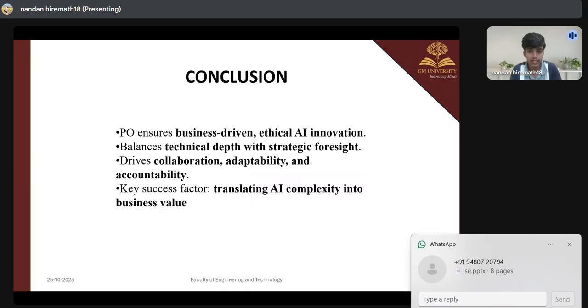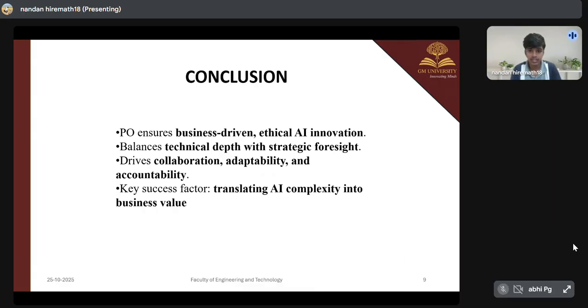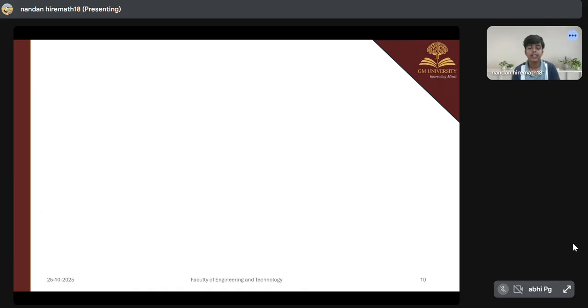And I'm going with the conclusion, the last part. Here I am going to say that the PO ensures business-driven ethical AI innovations, and balances technical depth with strategic foresight, and drives collaboration, adaptability, and accountability. And the key success factor: translating AI complexity into business value. These are the conclusions.